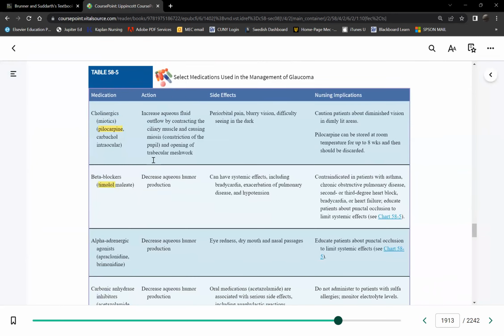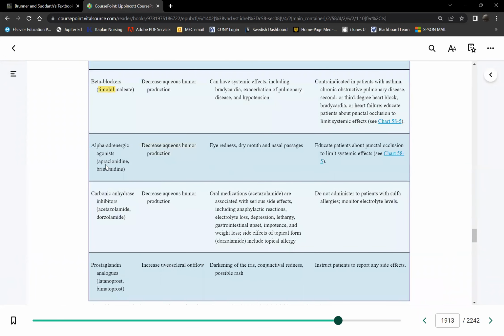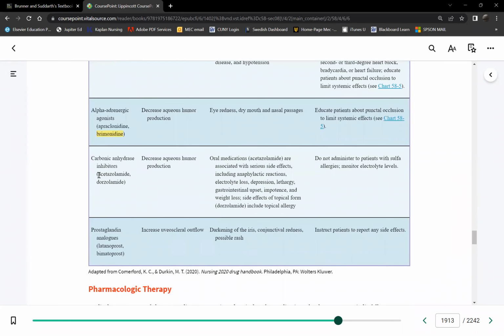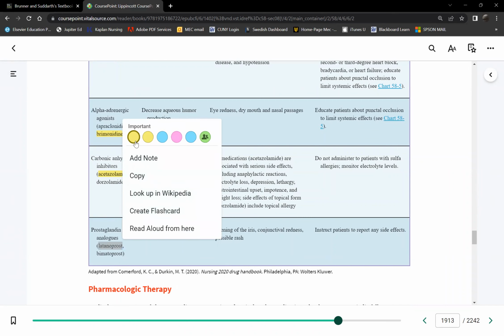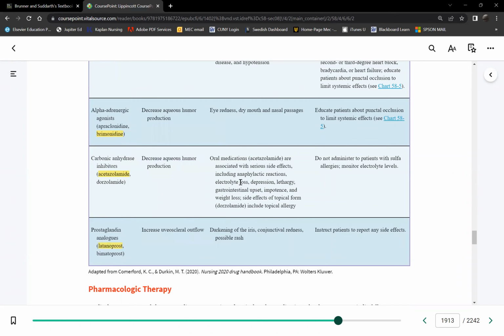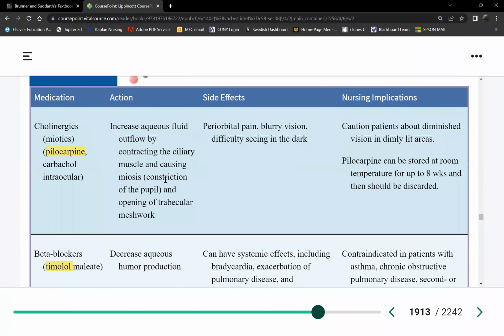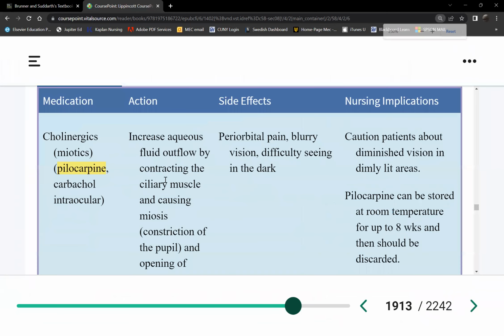This is table 58-5. And you know what? It's everything. The whole thing? It's okay. Everything. Reason is all of these are in clinical. I mean, you've seen these, right? Yeah, I'm not giving you any BS. These are all in clinical.